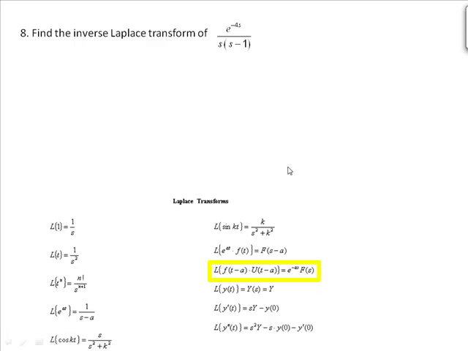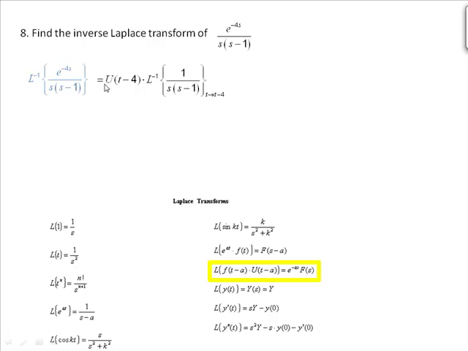So second shifting theorem. So inverse Laplace of e to the negative 4s over s times s minus 1. With that e to the negative 4s, when you apply the inverse transform, you're going to get a unit step function with the same shift, e to the negative 4s. This will be u of t minus 4, and then times the inverse Laplace of f of t, where the t is shifted to t minus a, where a is 4.